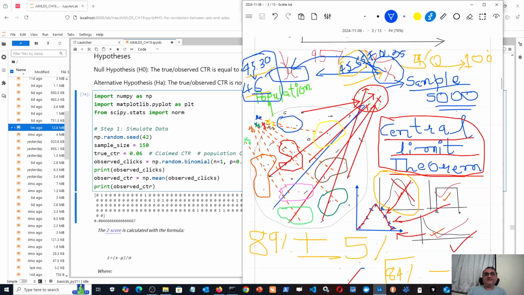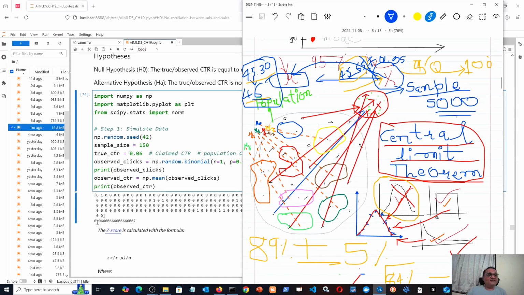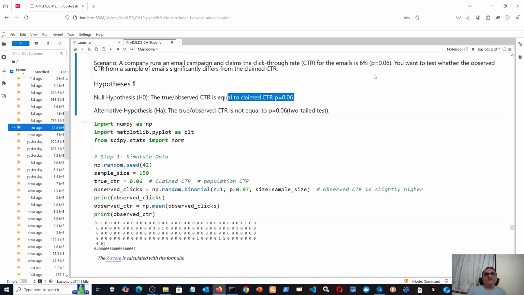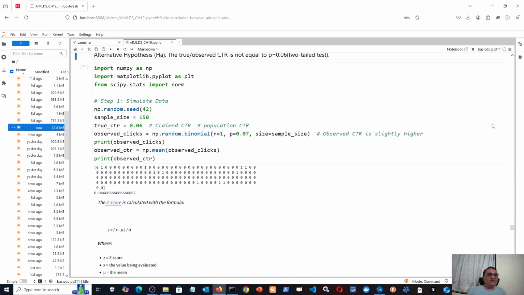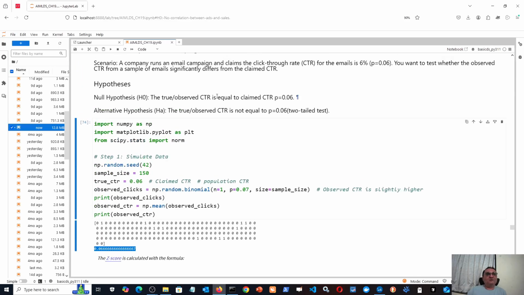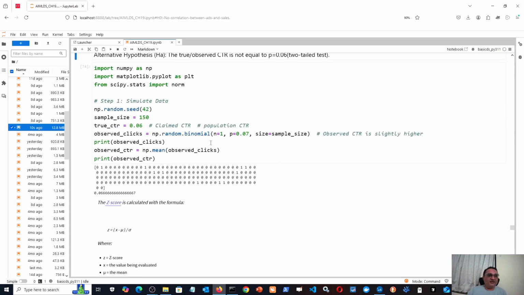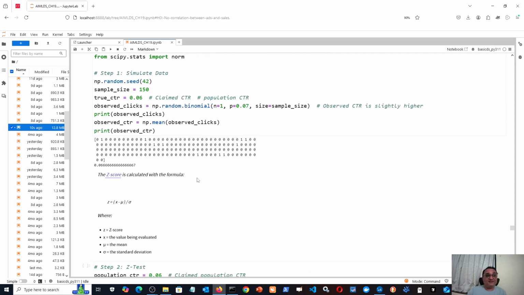So that means for the sample, X bar is 0.0666, and for the population I am trying to become confident that if this is 0.0666, then this population mean will also be the same as the claimed 6%, right? So now I am testing my hypothesis that the true or observed click-through rate is equal to the claimed click-through rate, or population click-through rate, which the marketing company claimed, right? First, understand the setup of hypothesis testing, that is important.